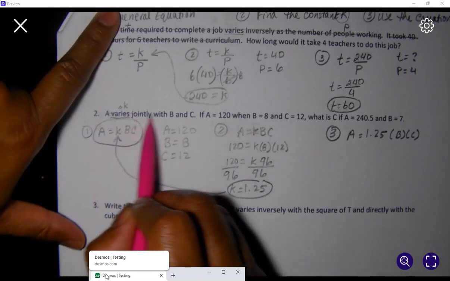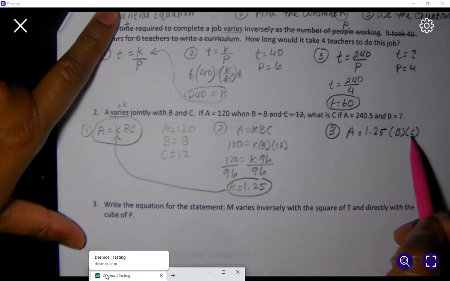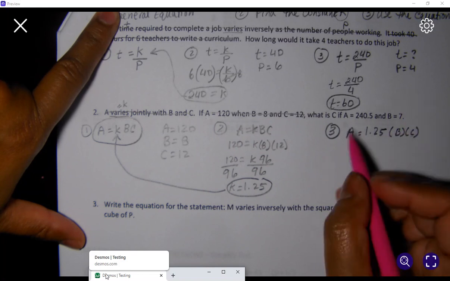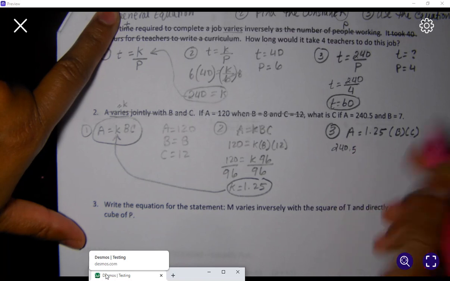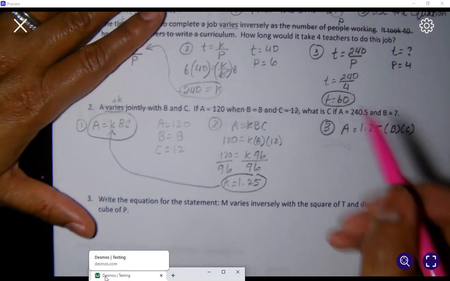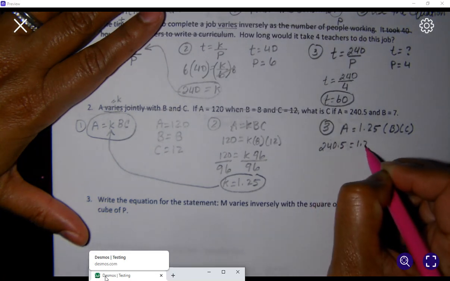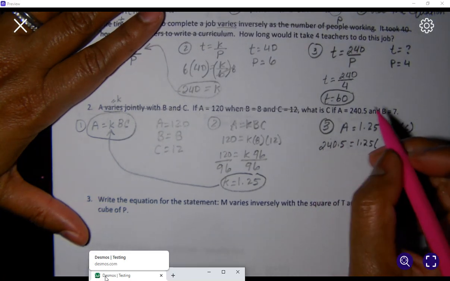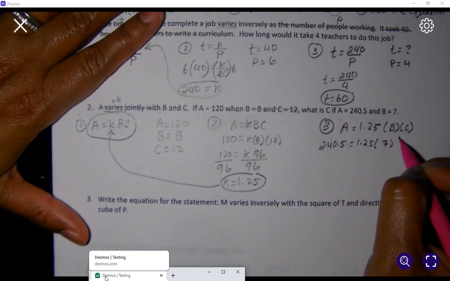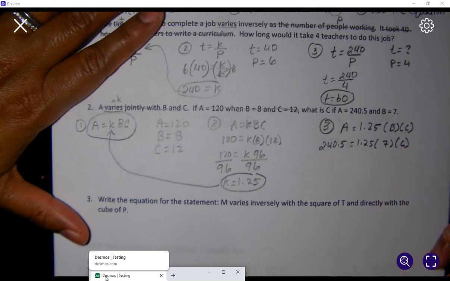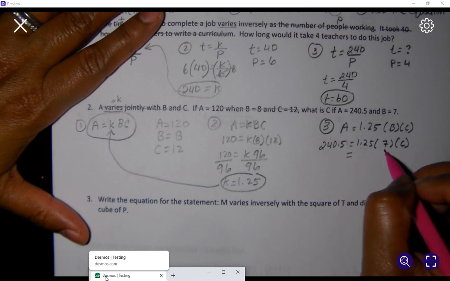Okay, and now I'm going to read the rest of my problem. I'm done with this part, where I used these numbers to find K. It says, what is C when A changes to 240.5? I wrote that so ugly. 240.5 equals 1.25, and B is equal to 7. And then I'm just looking for C here. All right, so now I can go ahead and simplify the right side. So I'm going to do 1.25 times 7.